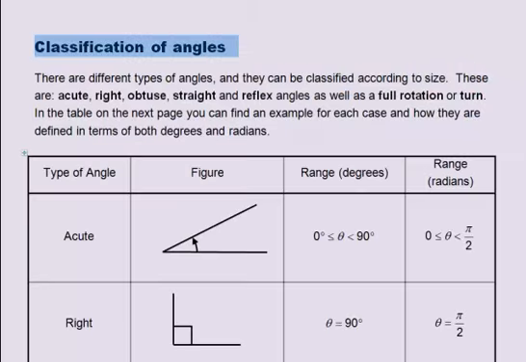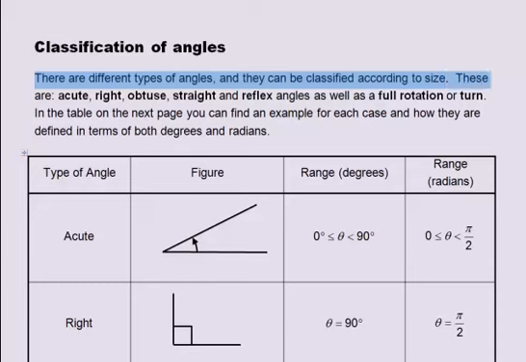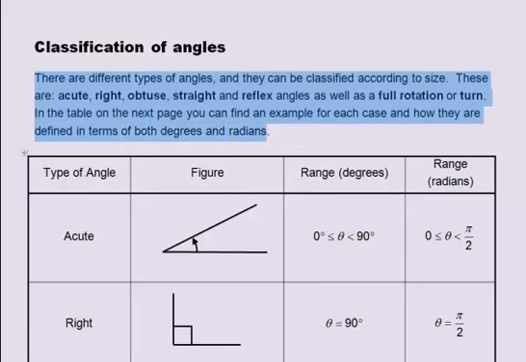Classification of angles. There are different types of angles, and they can be classified according to size. These are acute, right, obtuse, straight and reflex angles, as well as a full rotation or turn. In the table on the next page you can find an example for each case and how they are defined in terms of both degrees and radians.